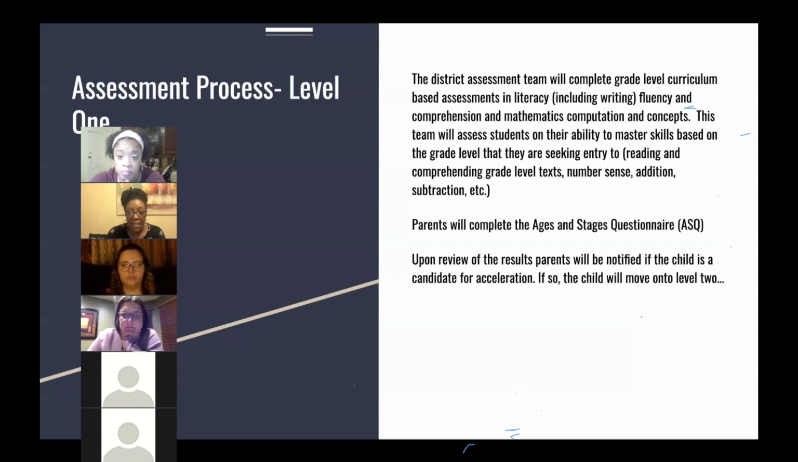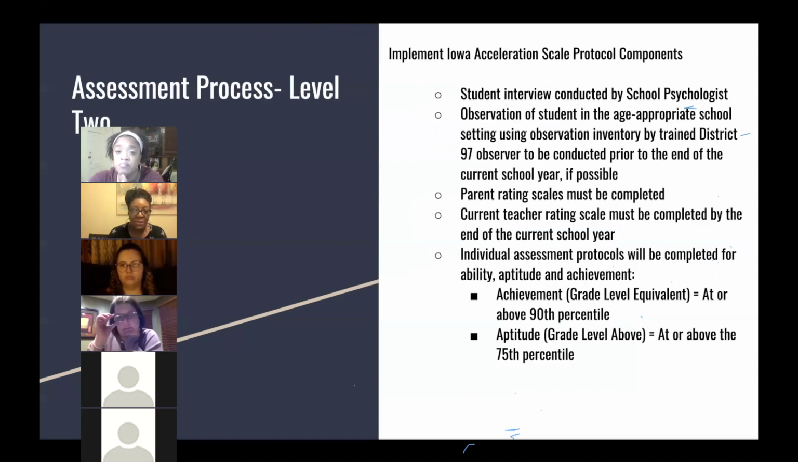And then we're also asking parents to complete the Ages and Stages Questionnaire. And then upon review of those results, families will then be notified if the child is a candidate for acceleration. And if so, the child would move on to level 2. And the next level of assessment, because again, we want to make sure that we have multiple data points, is really kind of implementing what has been somewhat the standard for acceleration.